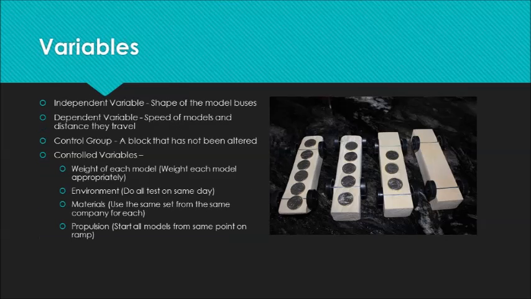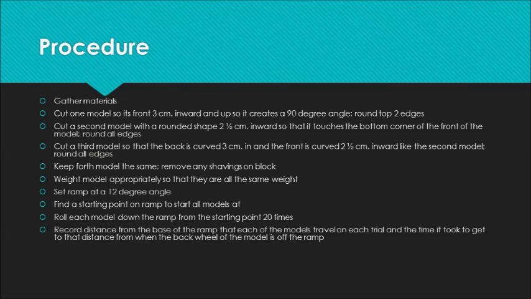If we change a model's shape, its distance and speed will be affected. The control model was an unaltered block of wood. When all the models were cut, they were weighted and rolled down the ramp 20 times. Data was then gathered, and the data collected from the experiment was very interesting.